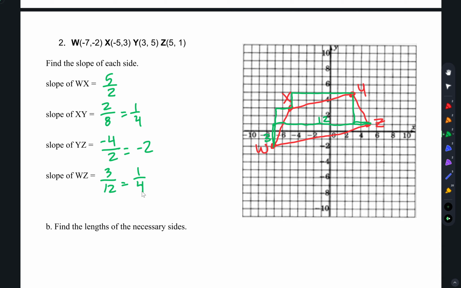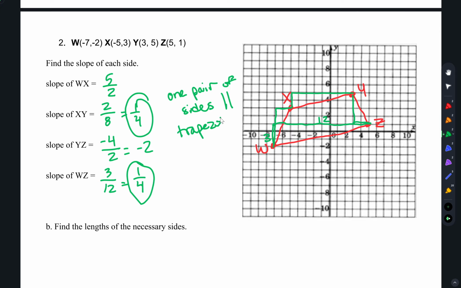What do I need to know for these to be parallel? How many? Dahlia? 1 pair. I have 1 pair. It's the 1/4 right here, right? If they have the same slope, then they are parallel. So I have 1 pair of sides parallel. What category does that put me in if I think about my flow chart? Trapezoid. Yeah, trapezoid.